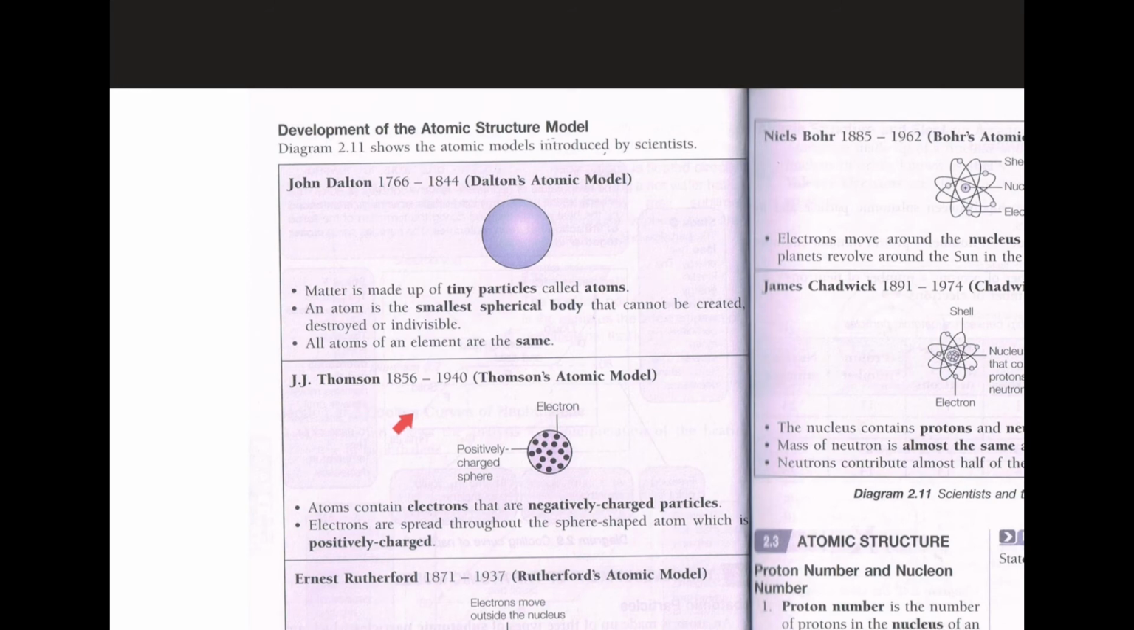This scientist says that the atom looks like this, having electrons. He discovered electrons already. The atom contains electrons that are negatively charged particles. So have dots that are electrons. Electrons are spread throughout the sphere-shaped atom, which is positively charged. So they say it to be like a ball with black dots on it. The ball is positively charged. The black dots on the surface are negatively charged.